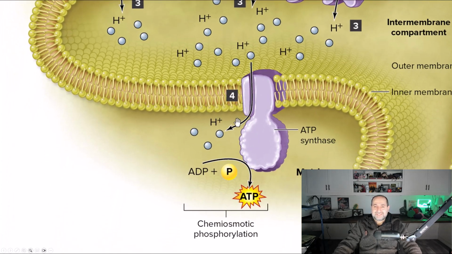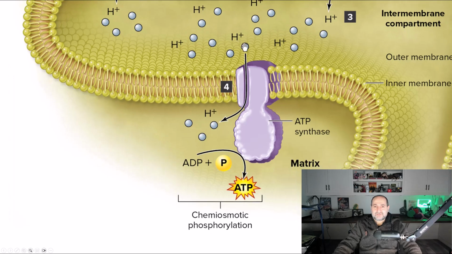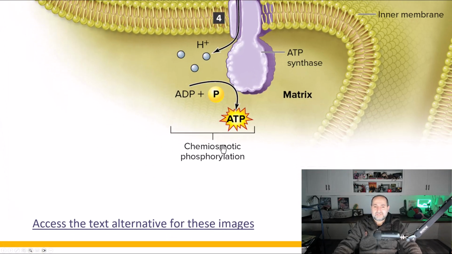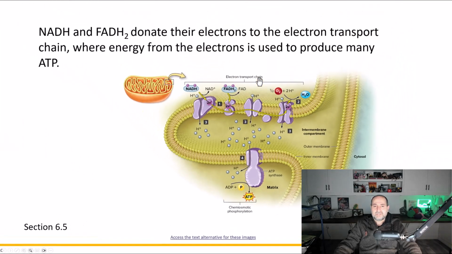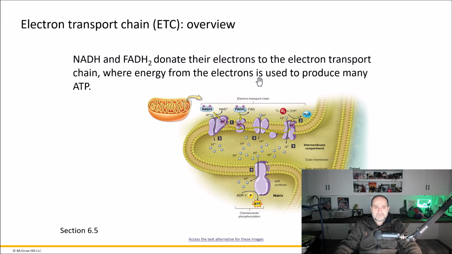Those protons chemiosmose. Remember, that's what the term chemiosmosis means. It means diffusion of protons. And chemiosmosis through this gradient is what drives your ATP synthase enzyme to make ATP via chemiosmotic phosphorylation. Isn't that neat? So those are the things I would want to know about the electron transport chain.